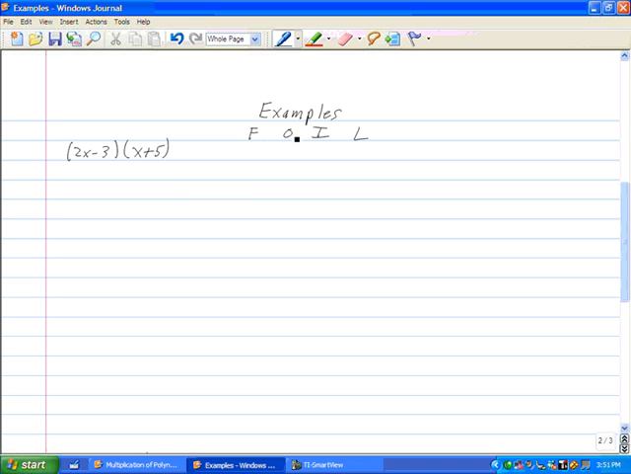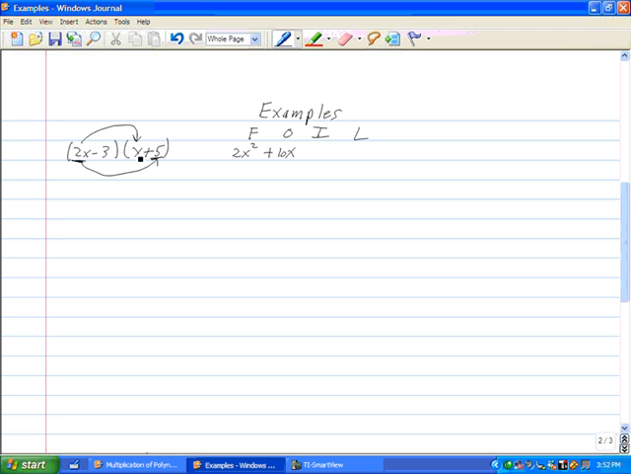F in FOIL stands for first times first. So we're going to start off with the 2x and we're going to distribute it. Distributing the 2x there gives me a 2x squared. That was first times first. Then we take the 2x and we distribute over here. 2x times 5 is a plus 10x, and those were your outer products.